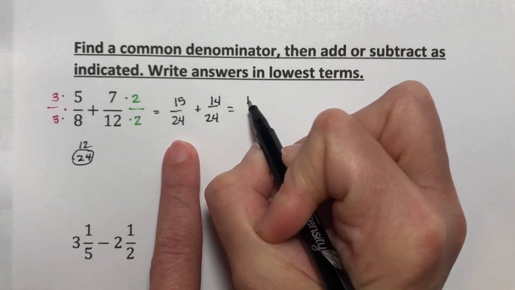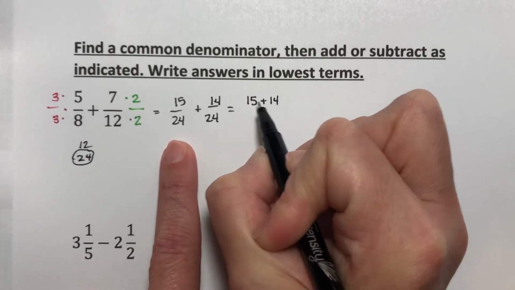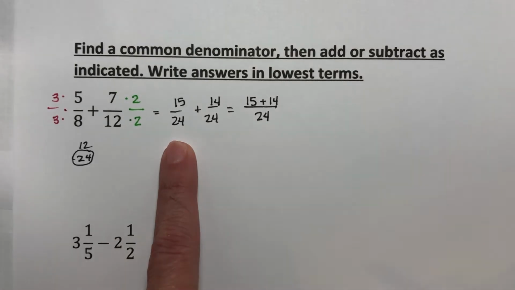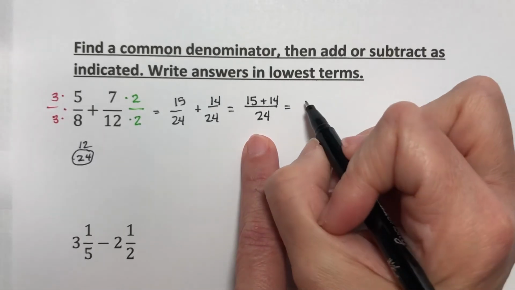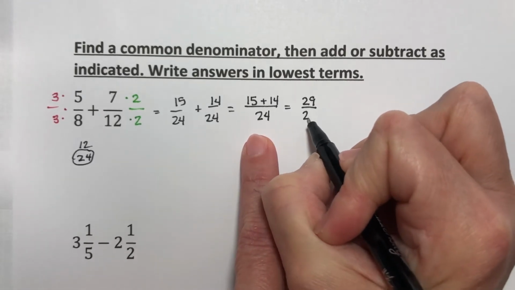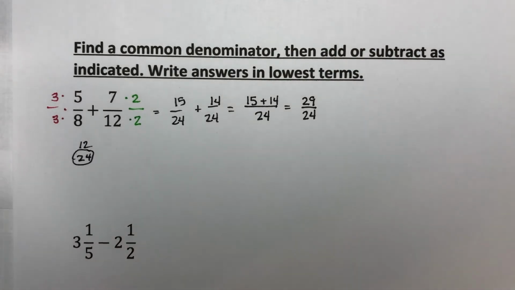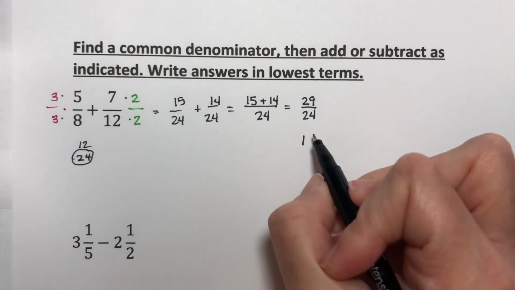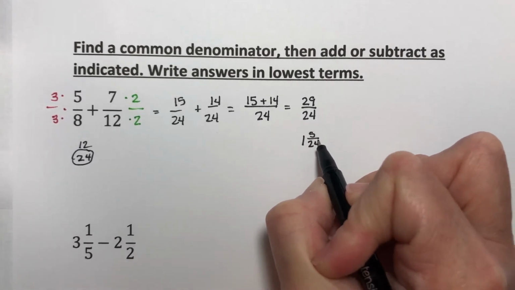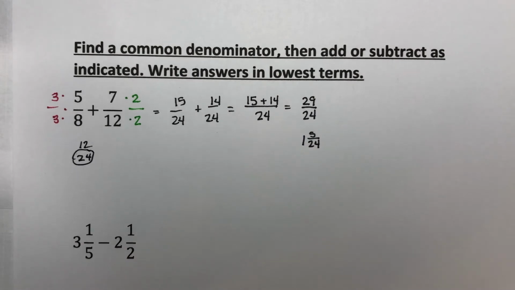Now I have a common denominator, so I can add across the top, keep the denominator the same, and 15 plus 14 would be 29 over 24. That is an improper fraction, but it is in lowest terms. So if you're allowed to give an improper fraction as your answer, that will work. If they ask you to change it into a mixed number, 24 divides into 29 one time with 5 left over. So it would be 1 and 5 over 24. Depends on what answer they want, what they're looking for.